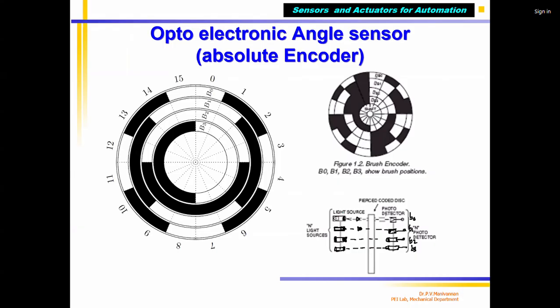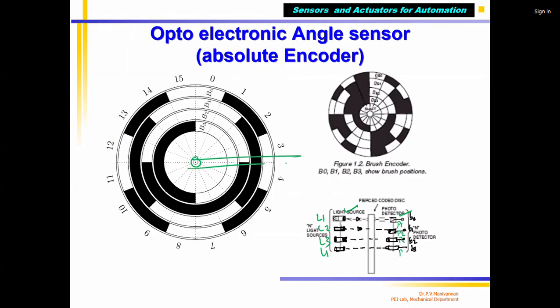Because this is the front view, this is the side view. One side I have a light source, the other side I have a photo transistor. Again, I have 4 tracks. That means there are 4 light sources. I say L1, L2, L3, L4 on this one side. On the other side I have photo transistors P1, P2, P3, P4. They are aligned. And this is my disk.